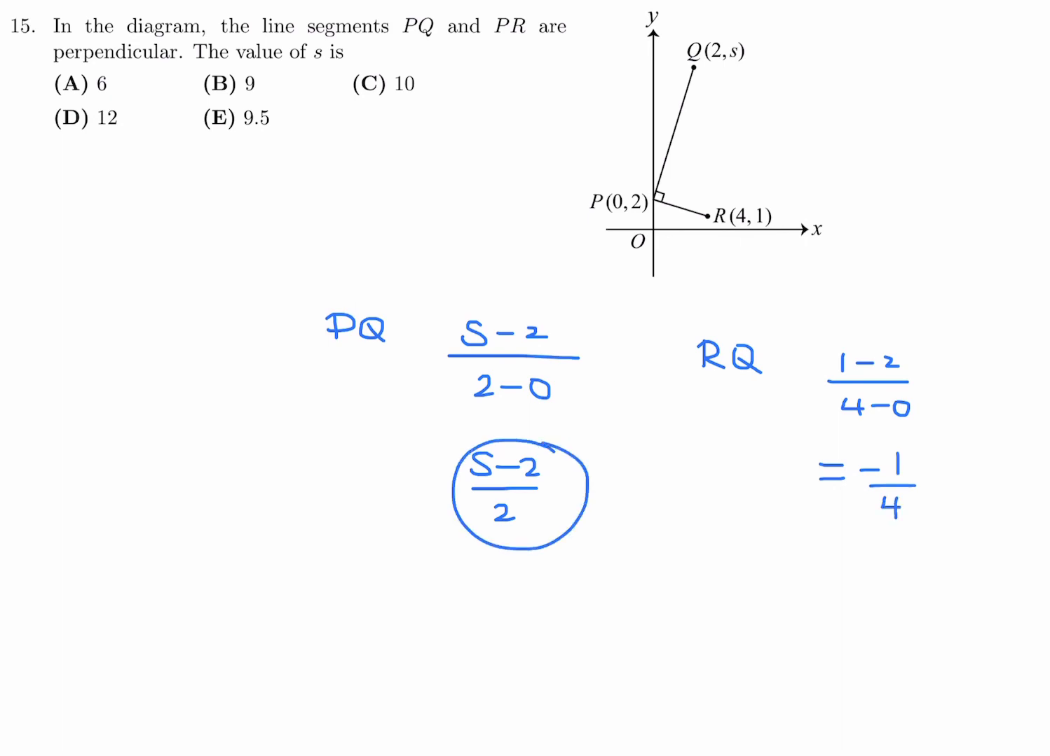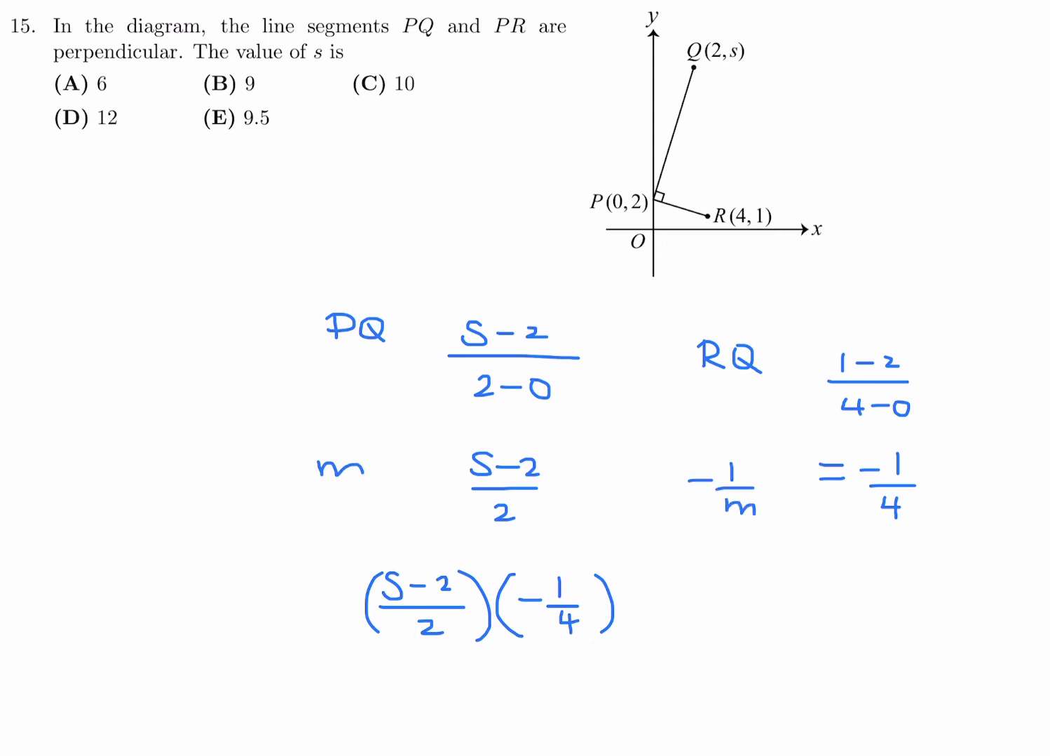Now, these two are negative reciprocals. So that basically means that when you multiply them together, they result in negative 1. So, for example, if one slope was m, the other slope is negative 1 over m. And when you multiply them together, they equal negative 1. Okay, so let's do this here. This becomes 2 minus s over 8 is equal to negative 1. So that means 2 minus s is equal to negative 8, and therefore s would be equal to 10. Number 15, the answer is C.